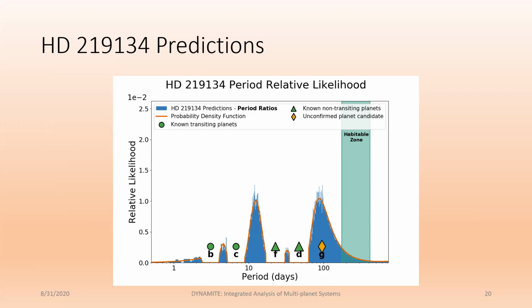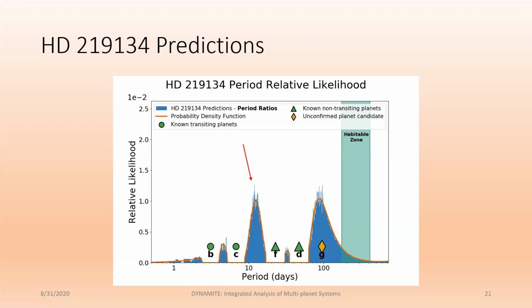You can see the known planets in green, where the transiting planets are given as circles and the non-transiting planets as triangles. The unconfirmed planet candidate is represented by a gold diamond. Here we omit the greater than 6-year orbit gas giant planet, as we are limiting our study to planets with orbits less than 2 years currently. The posterior distribution and its PDF are shown in the blue bins and orange line, and the habitable zone for the star is represented by the light green band on the right.